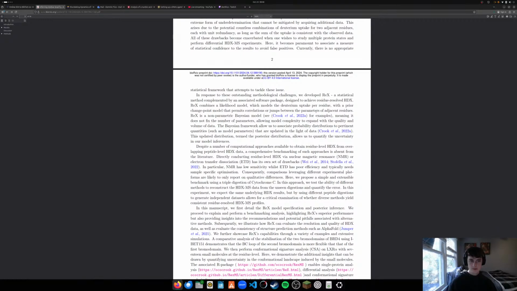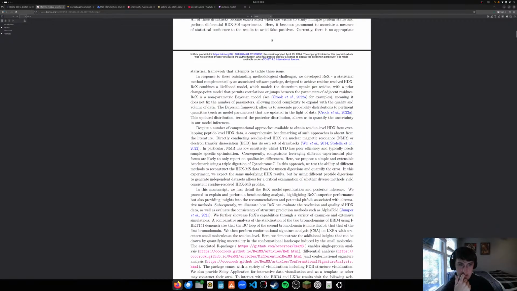In response to these outstanding challenges, we developed REX, a statistical method complemented by an associated software package designed to achieve residue level resolution. This combines a likelihood model, which models deuterium uptake per residue, with a prior change point model that permits correlations or jumps between parameters of adjacent residues. REX is a non-parametric Bayesian model.